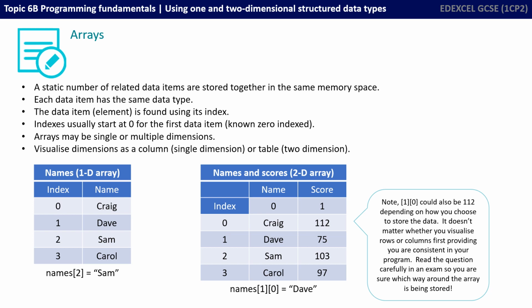Now, a quick note, and something which is often asked by students and teachers, that when we say index 10, we could be accessing value 112. It depends how you actually choose to store the data behind the scenes. There's not a fixed way of referencing the data in an array. You don't go, for example, always down the x-axis and then the y-axis. It doesn't matter when you visualize rows or columns first, as long as you're consistent in your program. So read the questions carefully in an exam so you are sure which way round the data is being stored.